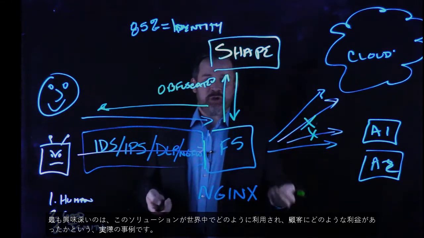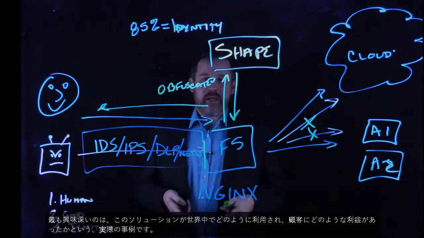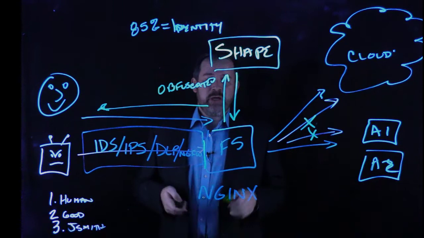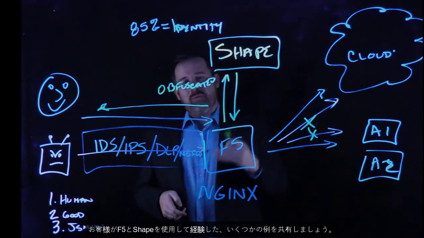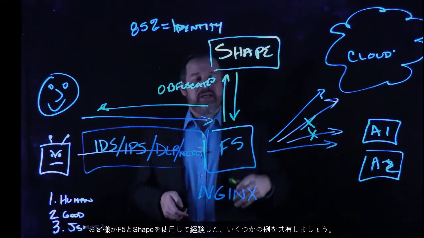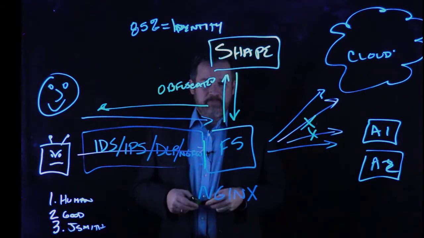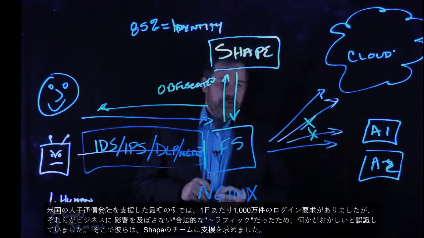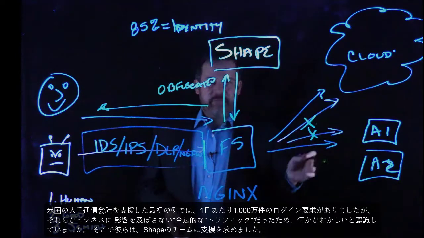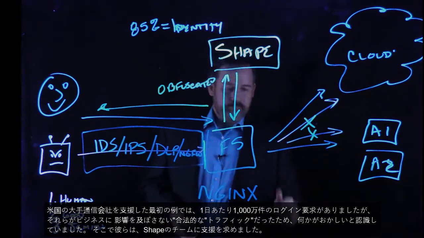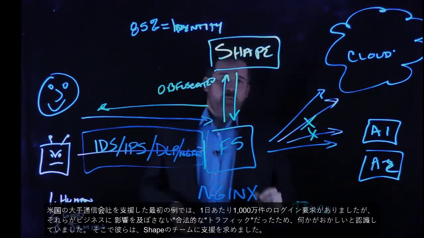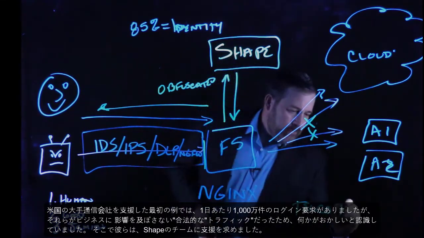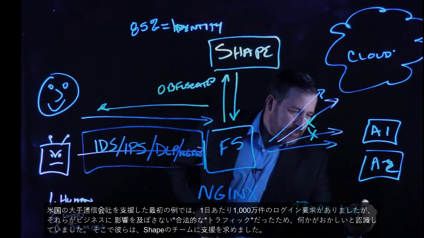So this is how it works, but what I find really interesting are real-life examples of how that solution operates in the wild and how it's been beneficial to customers we've worked with. So I want to share a couple of examples, a couple stories with you that highlight what customers have experienced in working with F5 and Shape. So the first example that I'm going to use is a significant US telco. Okay? So this US telco was experiencing 10 million login attempts per day.